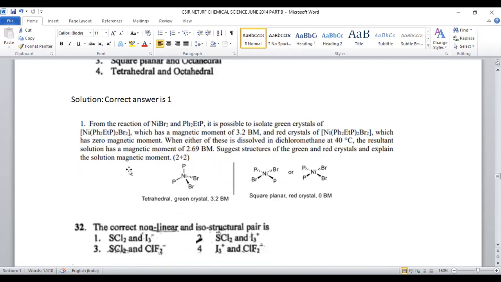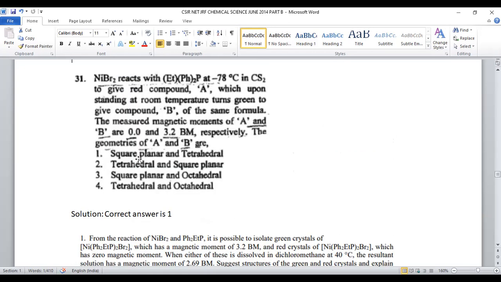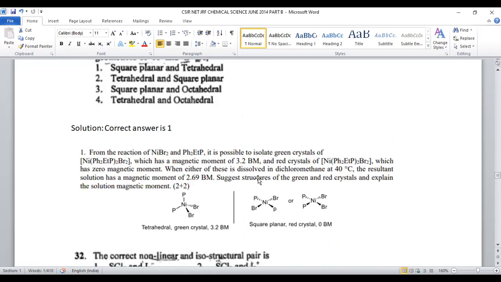Let us see the detailed discussion. From the reaction of nickel dibromide with ethyl diphenylphosphine, it is possible to isolate red crystals of square planar and green crystals of tetrahedral geometry. Green crystals are associated with 3.2 Bohr magnetons, and red crystals of square planar geometry are associated with zero magnetic moment. When either of these is dissolved in dichloromethane, the resultant solution has a magnetic moment of 2.6. This is the intermediate state, an in-between state will be there. So here, suggest the structure.